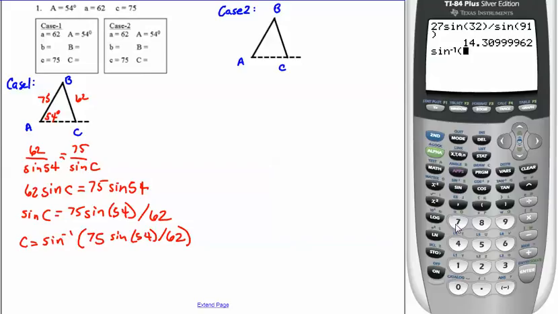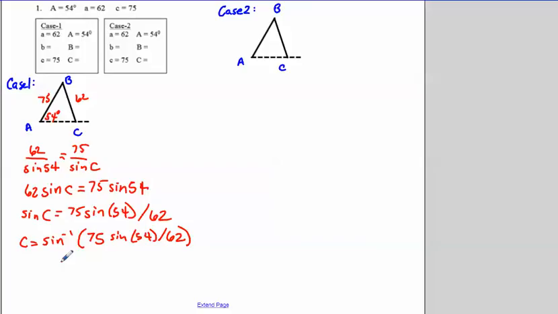Inverse sine 75 sine 54 divided by 62. Okay, so I get 78.14 degrees because this is an angle. Okay, so C equals 78.14 degrees. Okay, and now if I subtract from 180, I should be able to find angle B. So B is 180 minus 54 minus 78.14. So let's find angle B.